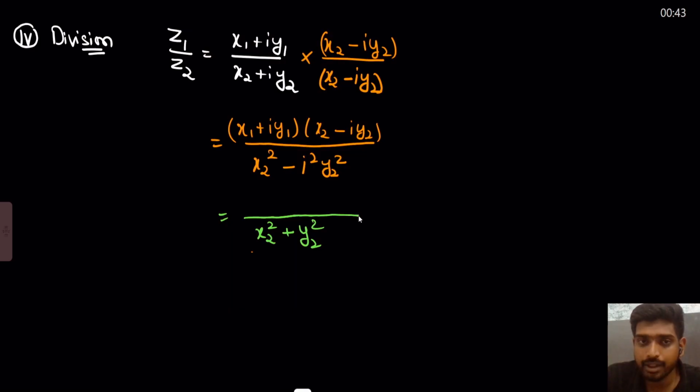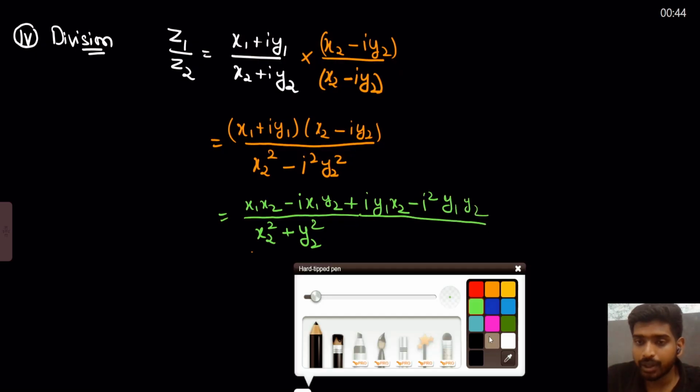And in the numerator, what will we get? The numerator will be the multiplication of these two. What is the multiplication of these two? x1 into x2 is x1 x2. x1 multiplied by minus iota y2 will be minus iota times x1 y2. Then again iota y1 multiplied by x2 will be iota times y1 into x2. Next, iota y1 into minus iota y2 will be minus iota square y1 y2. Put it. Any doubt?